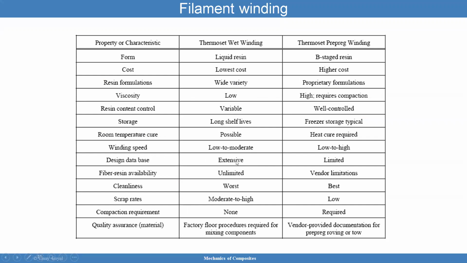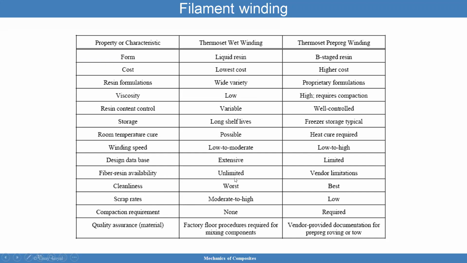The design database is a lot with wet winding. So if you're wondering which one I select, I'll say wet winding is typically the approach you want to go with. If you can afford the cost and you can afford other things, maybe the prepreg winding. But remember, you have that out time issue, the freezer storage issues. So the wet winding is not very clean compared to the prepreg, and scrap rates tend to be moderate to high with wet winding, which is lower with prepreg.